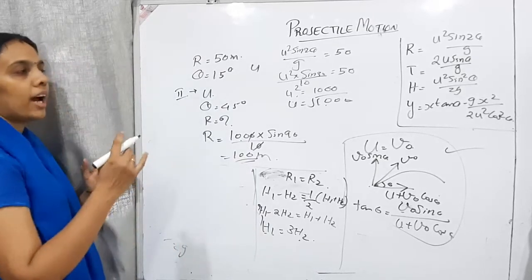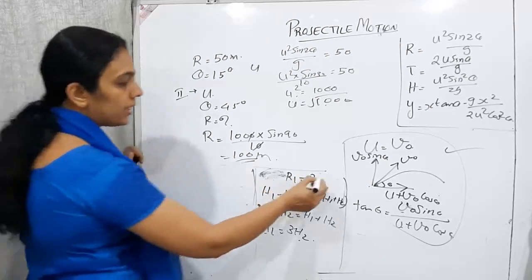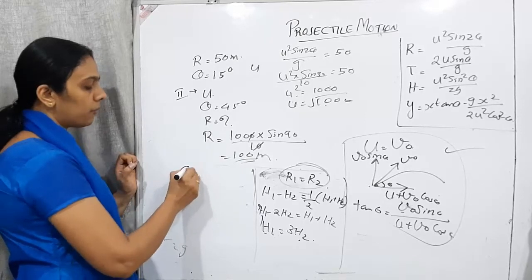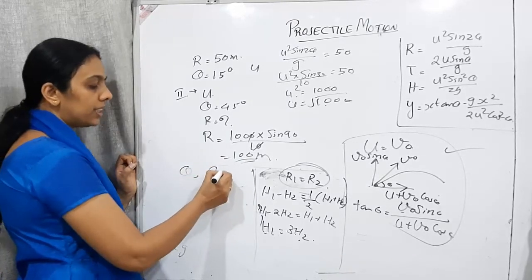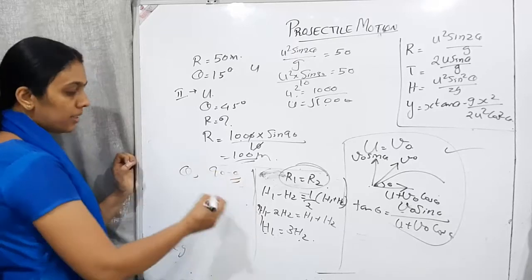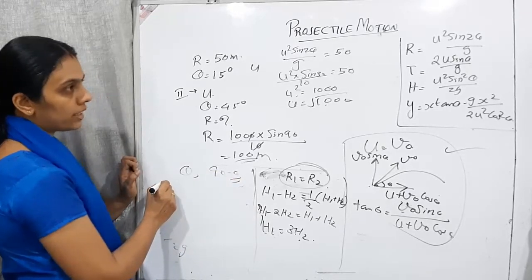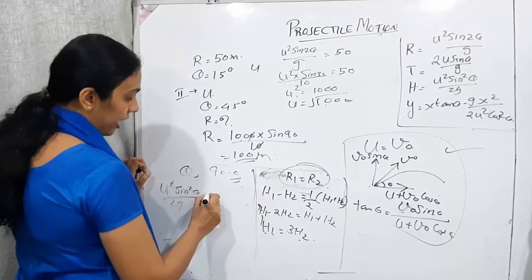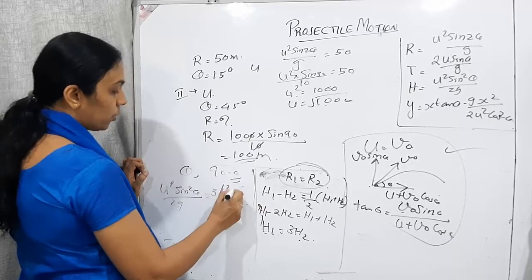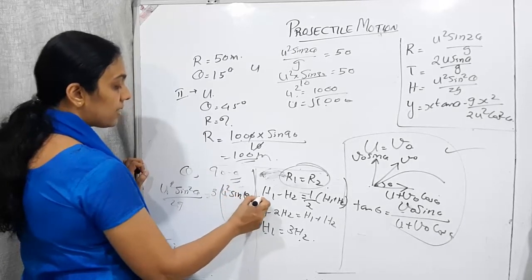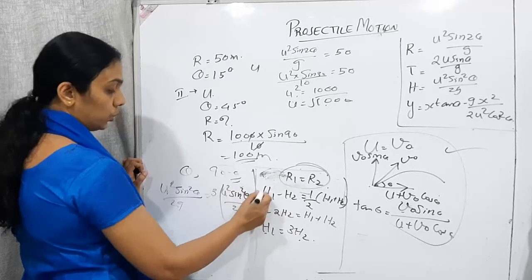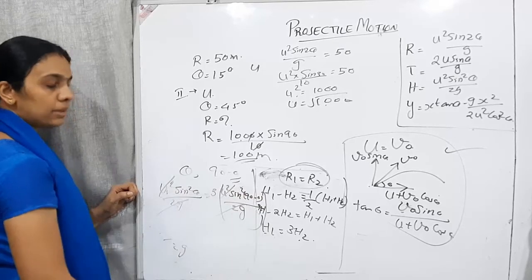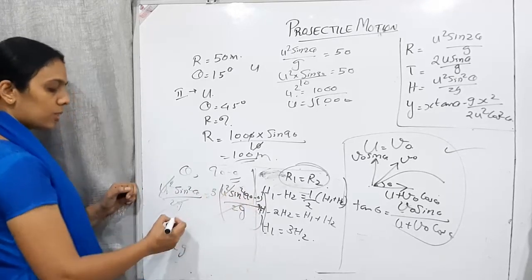Here, what will be the value of theta for h1 and h2? For that they had given R1 equals R2. If R1 equals R2, the angles of projection will be theta and 90 minus theta. Right? So we can write h1 equals u square sine square theta by 2g. I can write h2 as 3 into u square sine square of 90 minus theta divided by 2g. And 2g will get cancelled. u square will get cancelled. Sine of 90 minus theta is cos theta. So it is cos square theta.